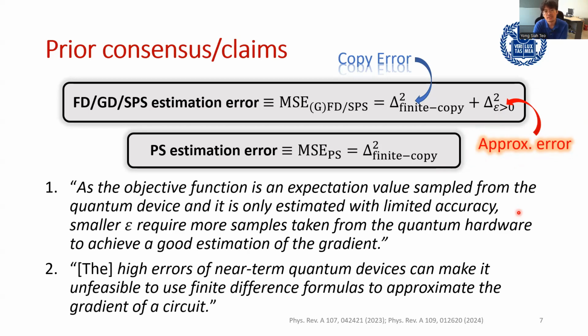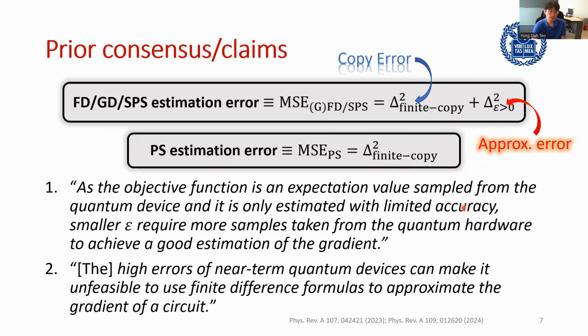But there is a flaw, a very big flaw in this consensus. Why? Now, the comments or the remarks made here, which can be found in real published papers, by the way, would be true if the functions are exactly computable. Then obviously we would not have the finite copy errors, and we only have the approximation errors. Then it is actually obvious to just use the analytical method, let's say the parameter shift rule, to compute the gradients and Hessians so that there will be no errors.